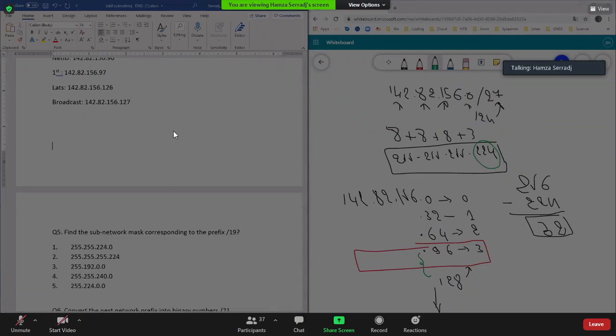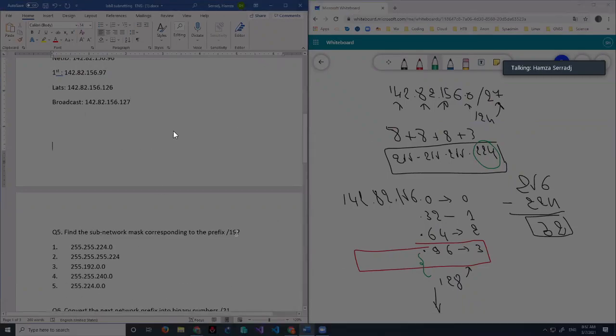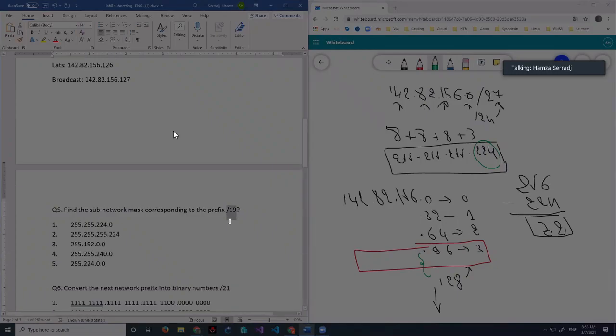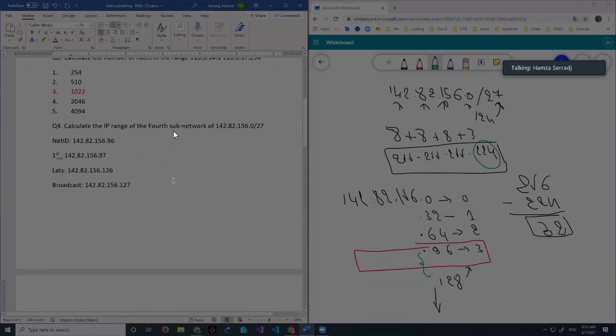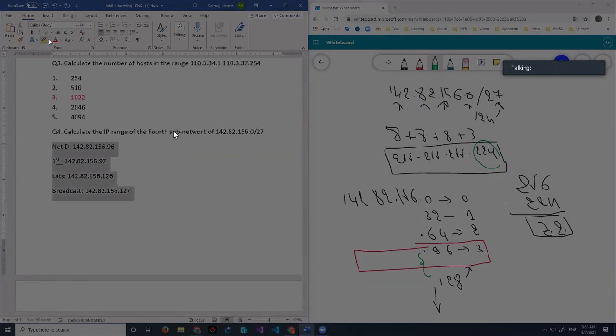Next one. Find the prefix /19. How many bits did we add here? Now those things are easy for us, right? We don't need to do any math. From 16 to 19, so it's 8 plus 3, right? 16 plus 3, and the 3 we know is 224 in the third position. So the right answer is 1 here, right? There you go.